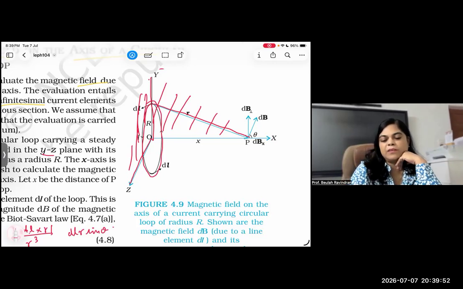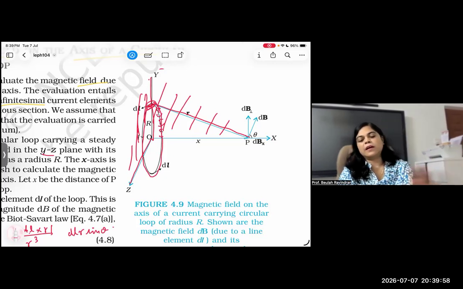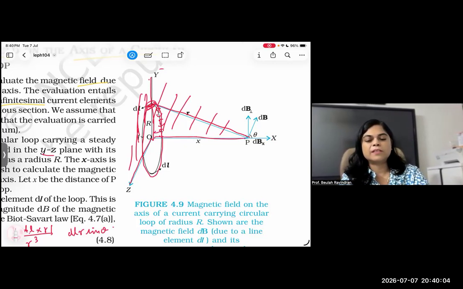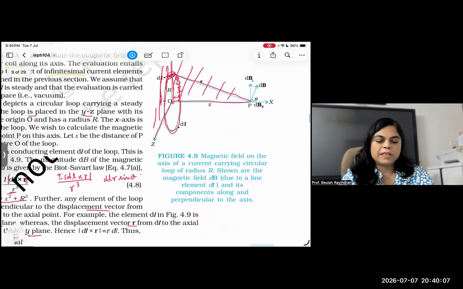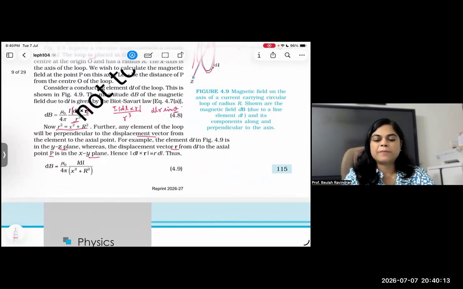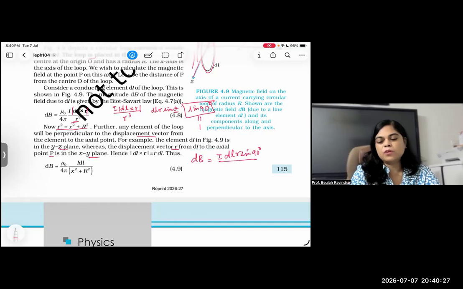So for each element dL you have taken, this axial distance is also perpendicular to it. If you are taking the axial distance, it is perpendicular. That's what they have explained here. So perpendicular means what is the angle theta? The angle theta is 90, so sine 90 is equal to 1. Then you can write dB equal to I dl r sine 90 by r cube. So in I dl r, one r gets cancelled, so r square.